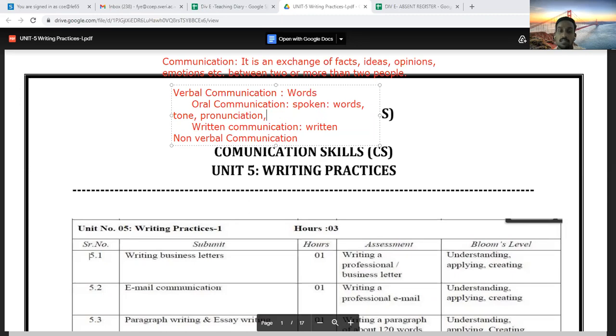Apart from that, voice modulation. Voice modulation means change in pitch. So you are just changing your voice, taking it to a high level, low level. That is modulation, voice modulation. You have to pay attention to it when you are using it for oral communication.